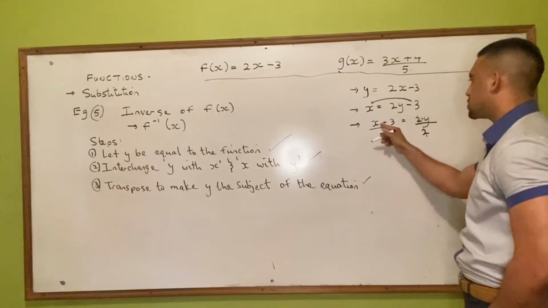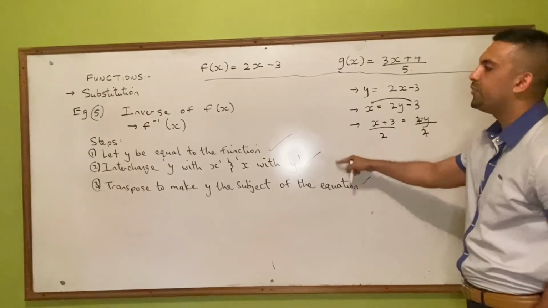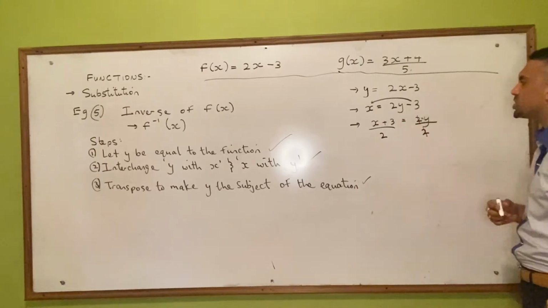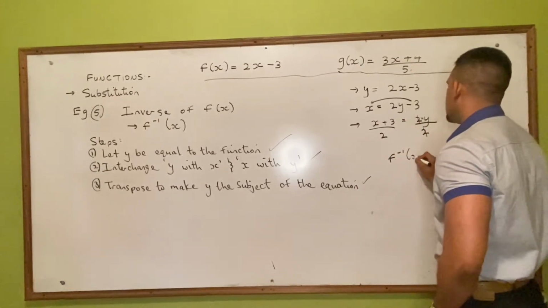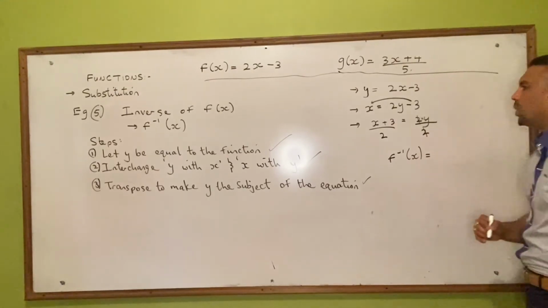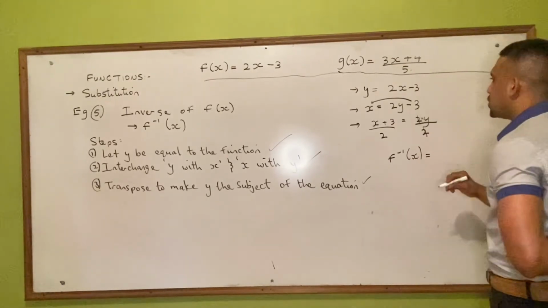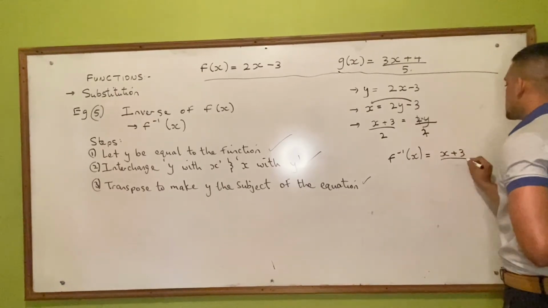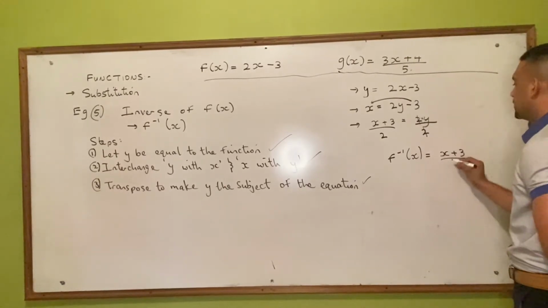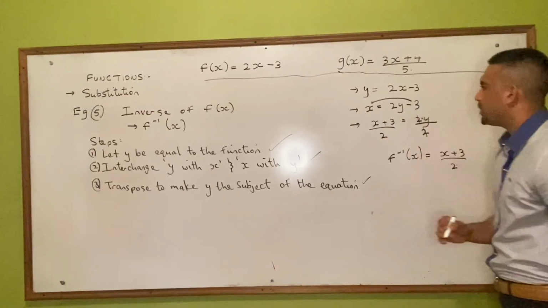You see that expression, x plus 3 over 2. Once you fulfill these 3 steps, that expression represents the inverse, which is called f inverse of x. So any function, once you follow these 3 steps, you can find the inverse of any function that CXC throws your way. So the inverse of f, or f inverse of x, is read as x plus 3 over 2.